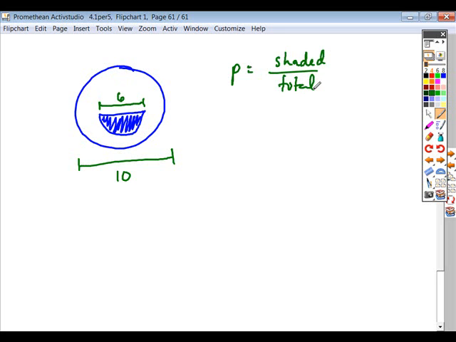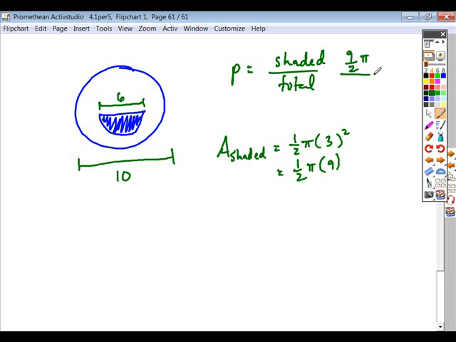Okay, and so if you took the shaded area, you're simply taking that inner piece, so it's a semicircle. So it's 1/2 of pi r squared. Well, what is the radius of that? 3. And so we get 1/2 pi times 9, or 9/2 pi.